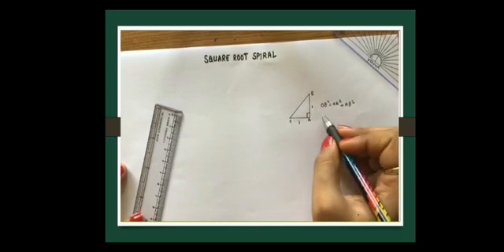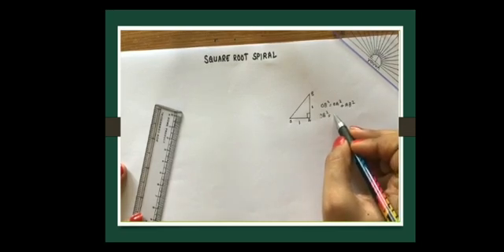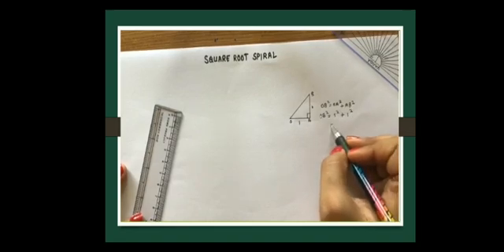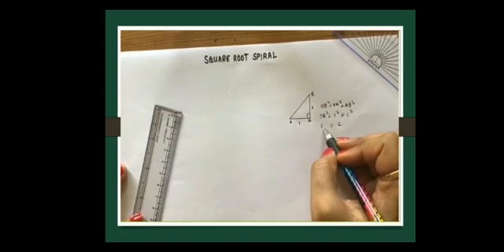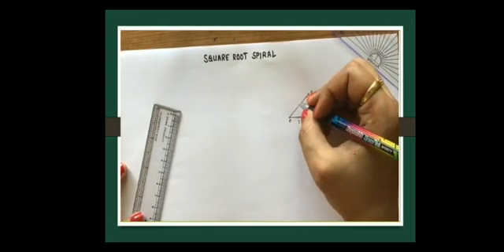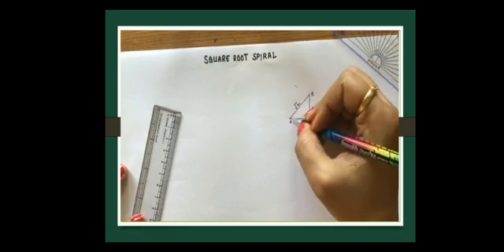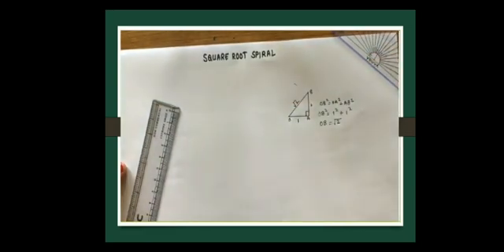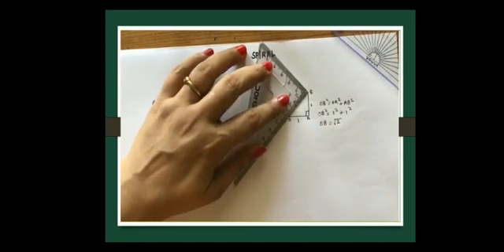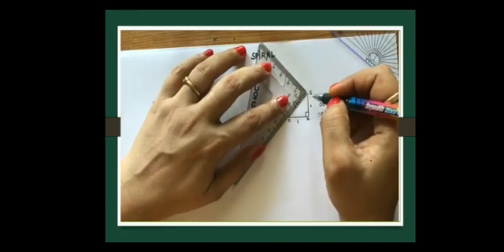So OB square, if I need to find out, then OB square is OA is 1 square and AB is 1 square. So this will give you 2, right? So OB will be root 2. So this distance has come out to be root 2. If I draw a perpendicular again on this line, then again I will be constructing a right angle triangle. Children, you can use either protractor or I am using set square.